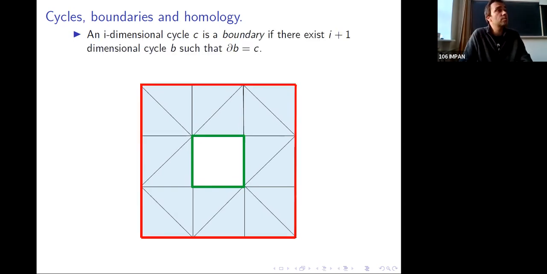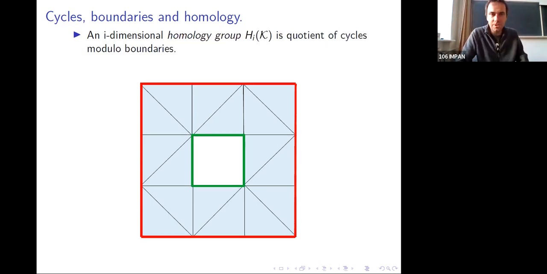But not only that. From the perspective of homology, the green cycle and the red cycle are the same. We say they are homologous, because their difference is a boundary. It's the boundary of all the triangles which we have over here. And these considerations bring us to the definition of a homology group. We take cycles, quotiented by the boundaries, and I get the homology.